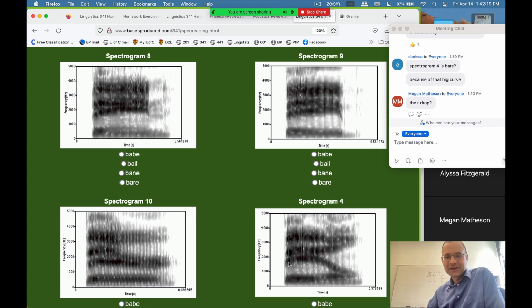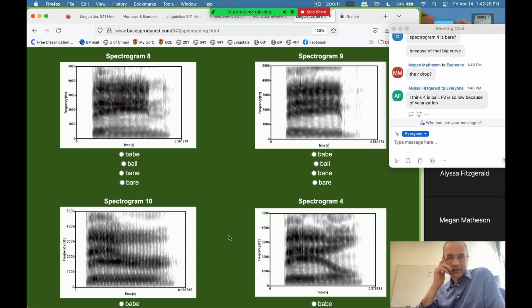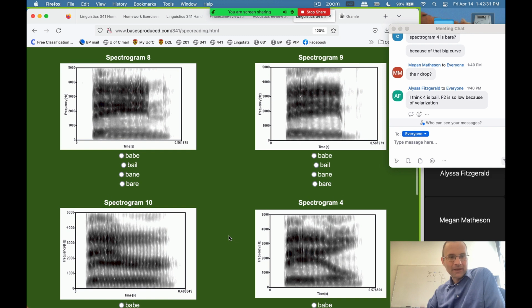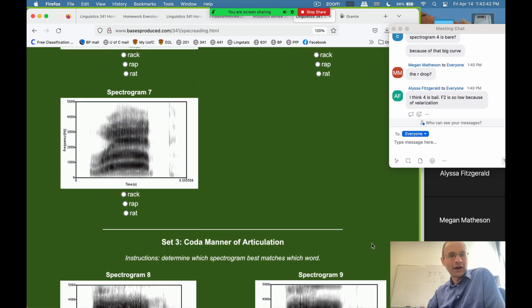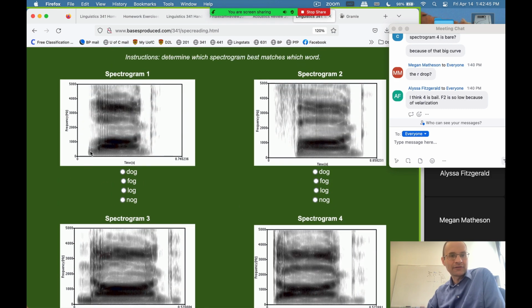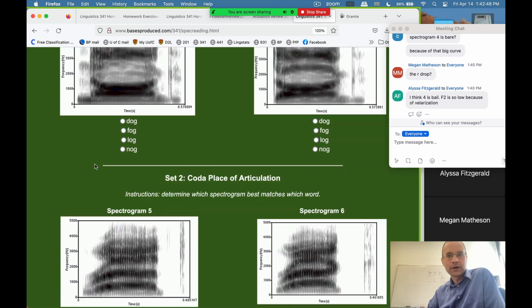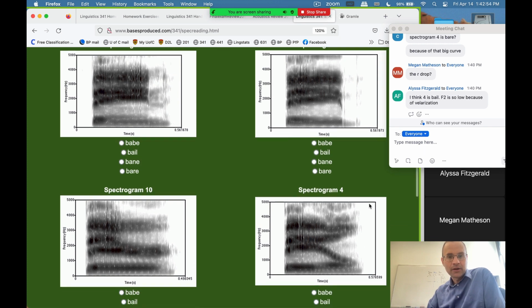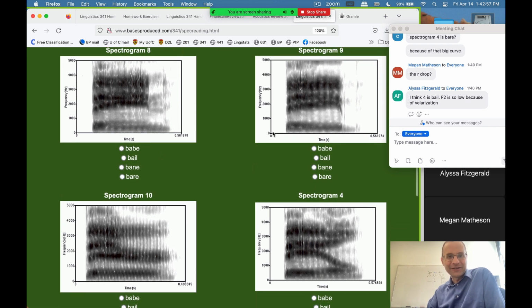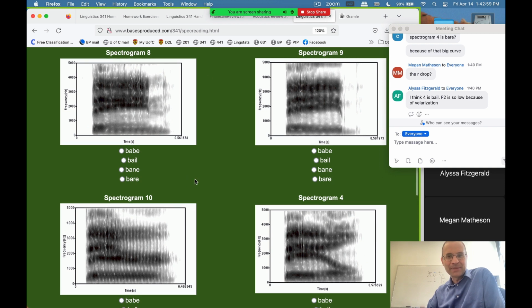I'll let you know F2 going down is actually not a sign that we're dealing with an R. Something else changes for R. That's a good hypothesis. So if F2 goes down at the end into something kind of vowel-y here, that's a sign of velarization. I mentioned that above, but with like log, we see that F2 is low because I velarize L pretty much everywhere. So spectrogram 4 or 11 is bale, not bear. One of these three others is bear. Then also babe and bane.